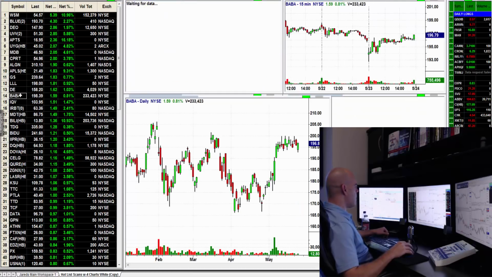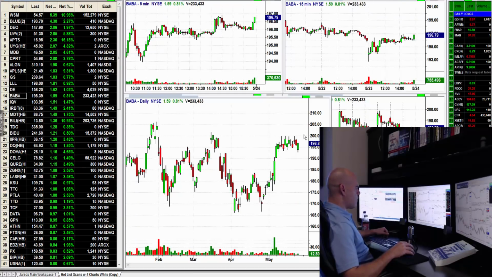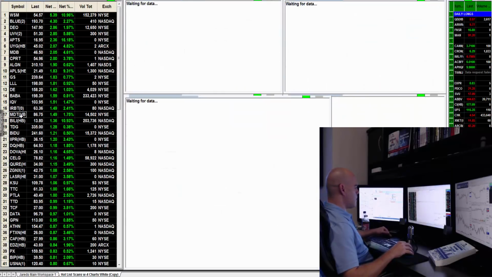Let's check BABA out. BABA, 198.39. It really needs to be at the $200 mark. If this was at 200, I might consider it. So nothing for BABA. Moving on. All right, MDT.